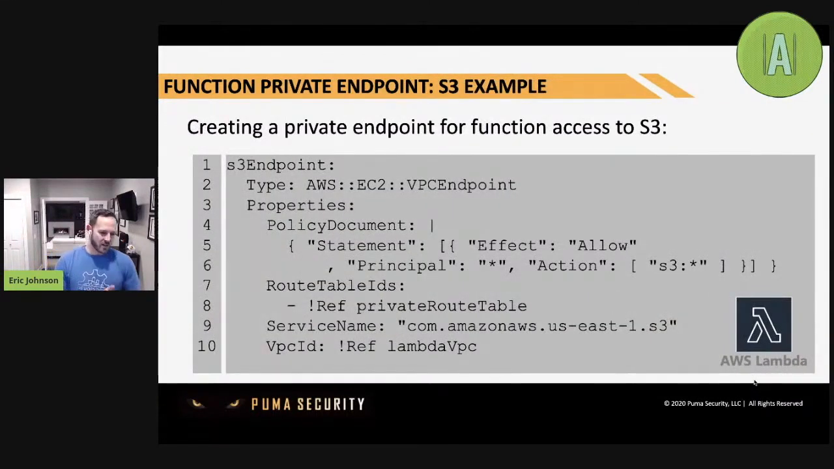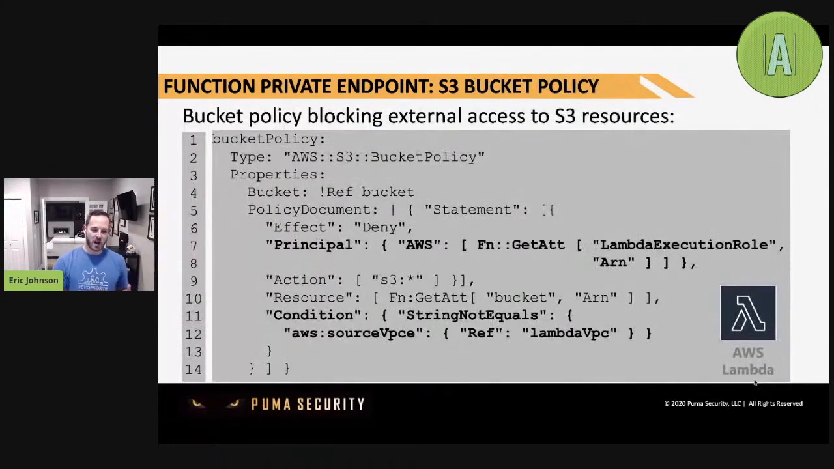The example on the slide is us setting up the endpoint for AWS. So we're standing it up for S3 and then applying a bucket policy. This is how you would do it on the AWS side per resource. It ultimately says, look, this principal, which is the role the function is running under, cannot get images from this bucket unless it comes from the VPC that we expect it to be in.